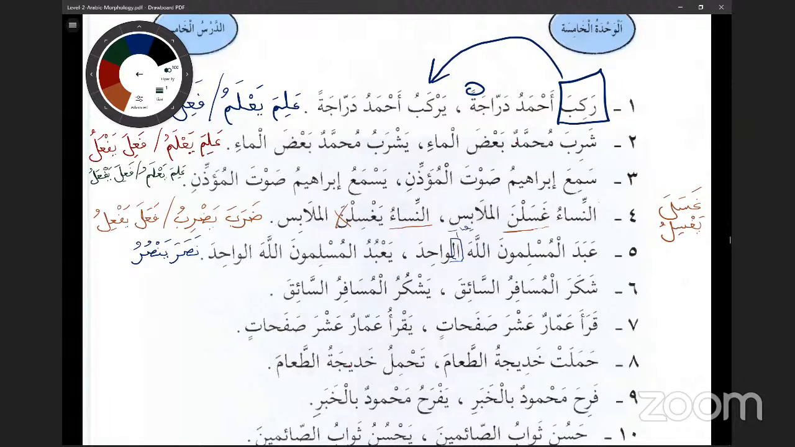يشكر المسافر السائق. The travelers thanked the driver. The travelers are thanking the driver. The traveler, singular. The traveler. Yes. Now, so we have شكر يشكر. نصر ينصر. Barak Allahu feek, which means it's فعل يفعل. جزاك الله خير. الحمد لله.